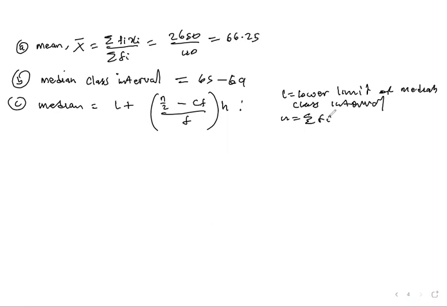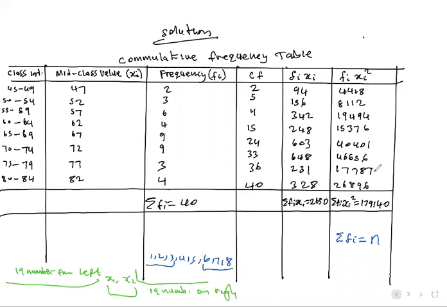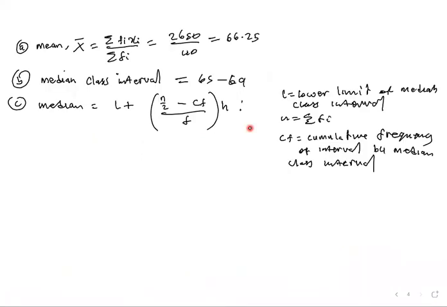And then what else do we have here? The CF is the cumulative frequency of the interval before the median class interval. In this case, the class interval is this one, isn't it? The cumulative frequency at the median class interval is 24, but the one slightly before is 15. So that is the CF.